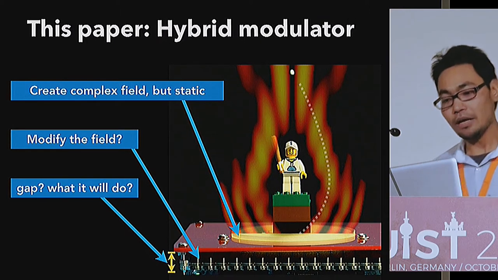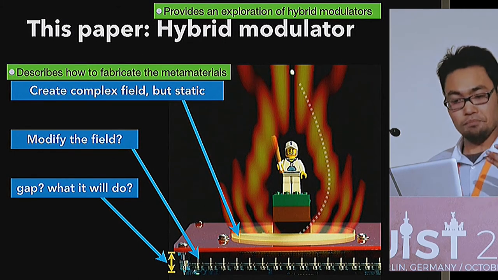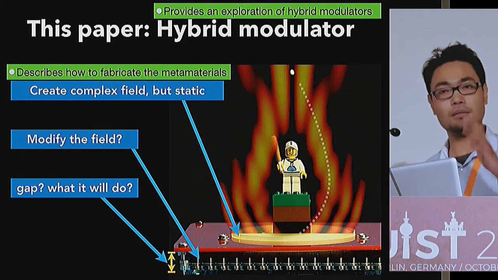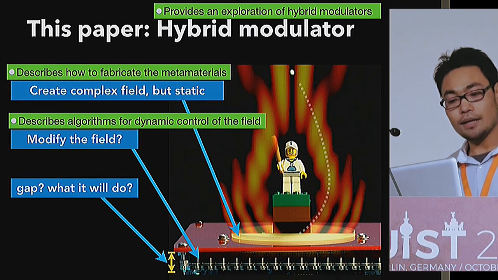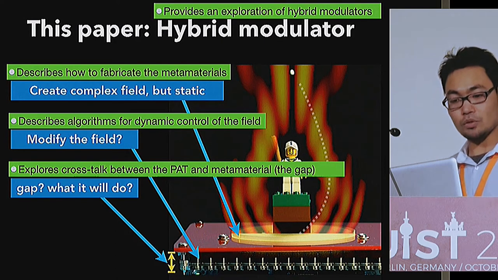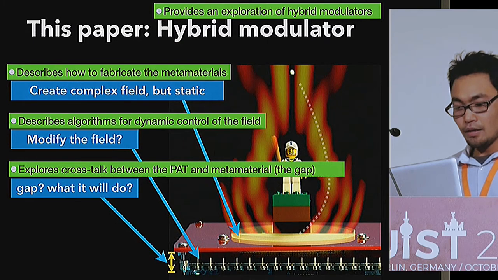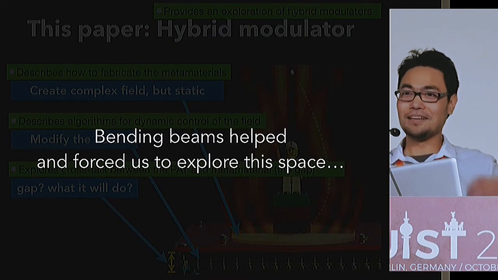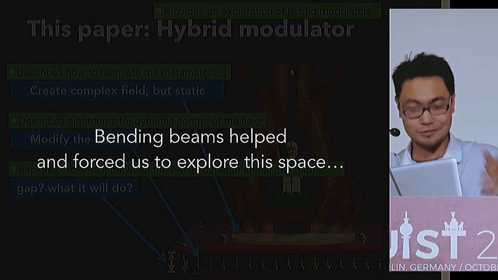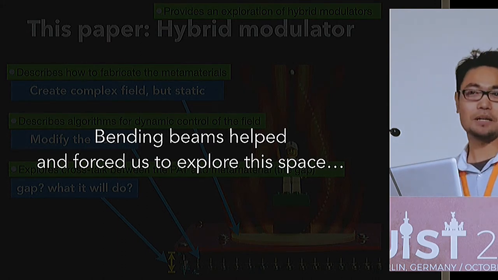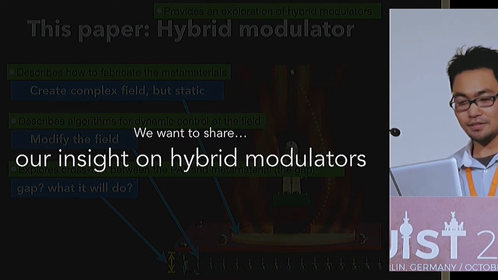So in this paper, we provide an exploration of our hybrid modulators, and we describe how we fabricate the metamaterials. We describe the algorithms to control it. And we also study some other things like the gap, so we will recommend some values. This is a simple idea, I'd say. Bending beams helped or forced us to explore this space. We're stuck in it. But what we want to share is our insight on hybrid modulators.